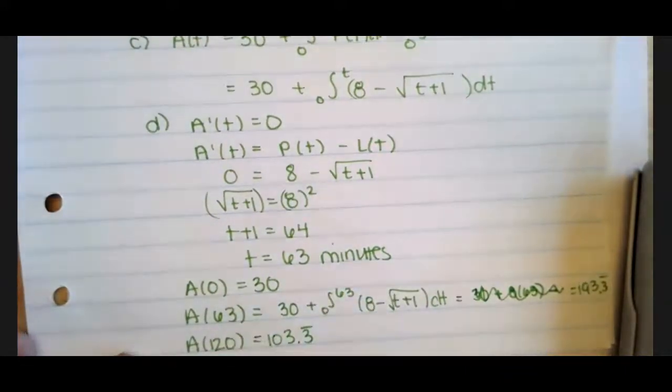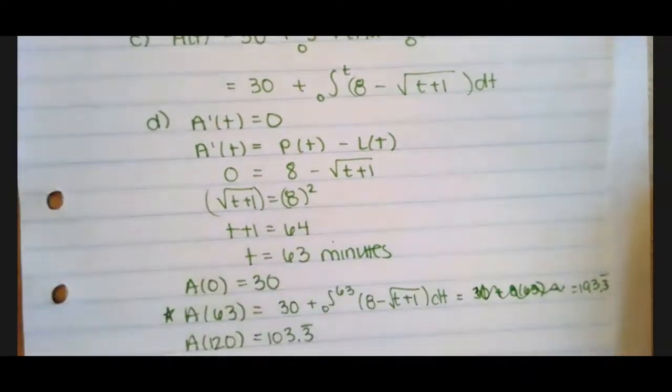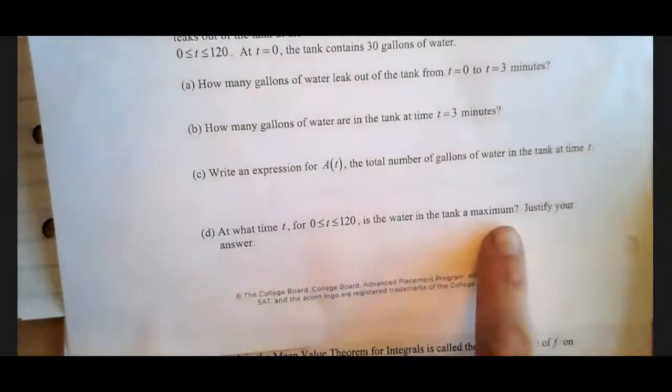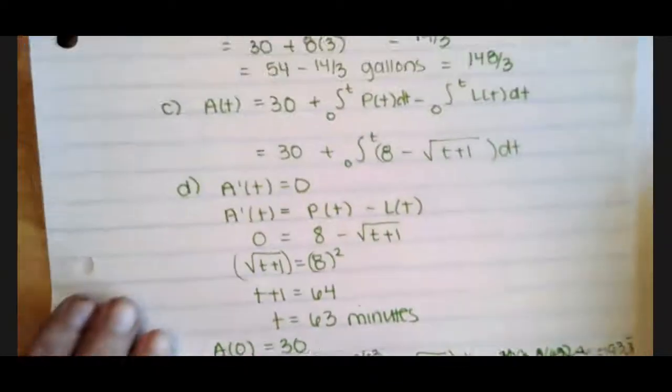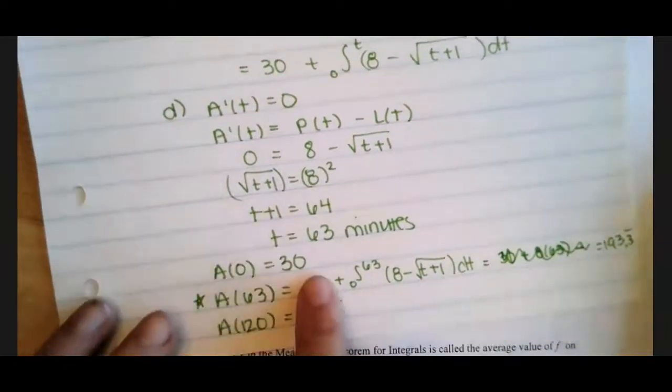And we can see, in fact, that A of 63 will represent the absolute max amount of water that could be in the tank. So it says at what time is the water in the tank a maximum? That answer would be at A of 63, and our justification is coming from all this information.